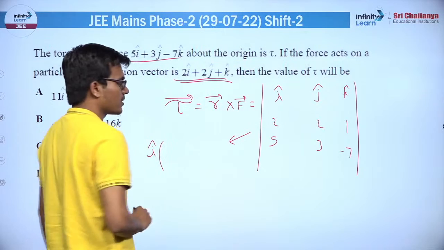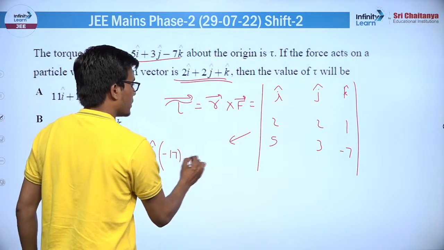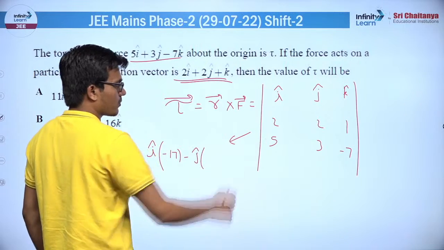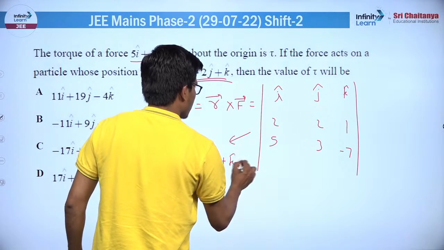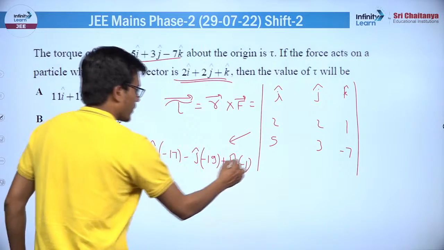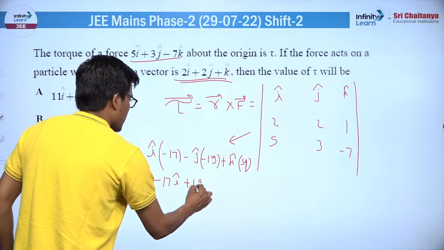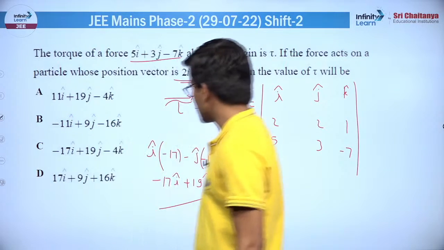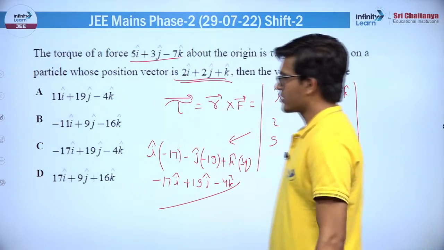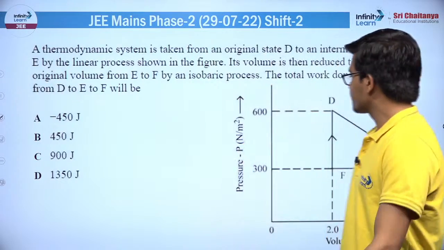You can expand this determinant. Minus 14 minus 3 is minus 17, minus j cap is minus 14 minus 5 is minus 19, plus k cap is 6 minus 10, that is minus 4, right? So answer will be minus 17 I cap plus 19 j cap minus 4 k cap. I hope you are able to see the options. Minus 17, 19, minus 4 k cap, that is C option. Moving to the next question.